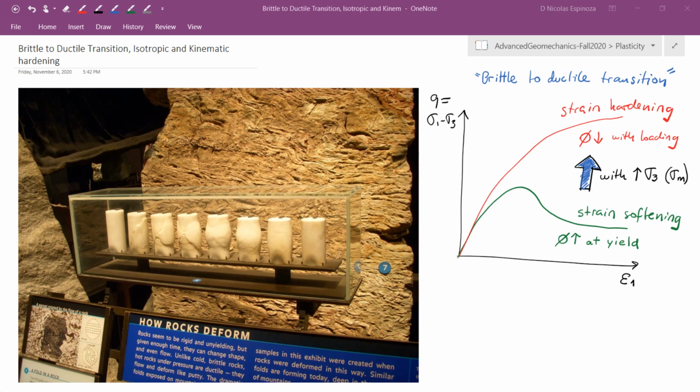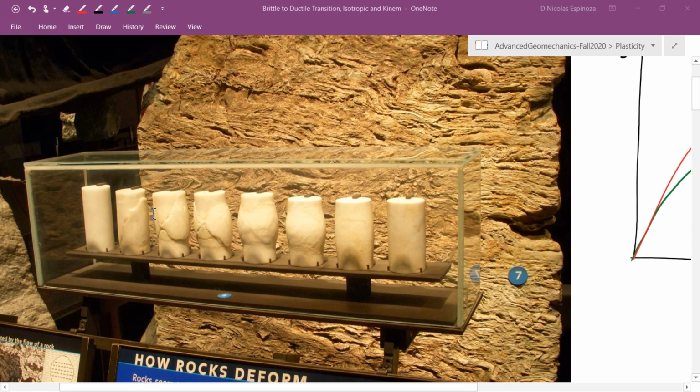Here I have an example of a photo taken. I'm not sure, a friend of mine sent me this, and I'm not sure if it was in the New York Museum of Natural History, or it was in the Smithsonian Museum. If some of you live around there and want to check out these rocks and tell me where those are, please tell me so I find the reference.